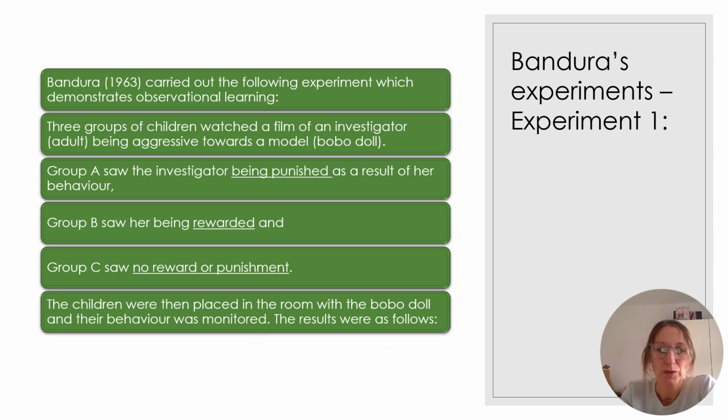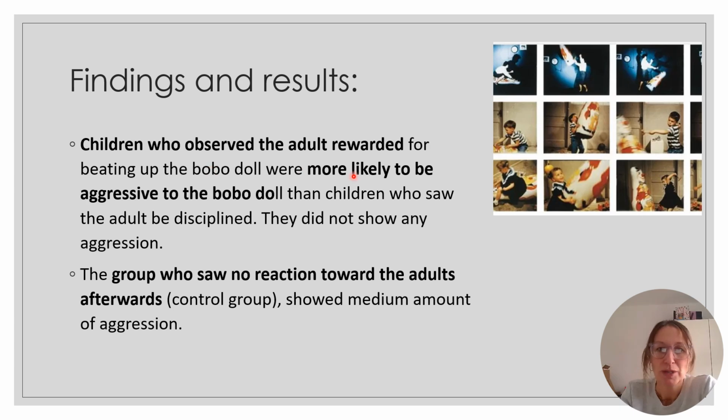The results were as follows. The children who observed the adult rewarded for beating up the Bobo doll were more likely to be aggressive to the Bobo doll than children who saw the adult be disciplined. They did not show any aggression. The group who saw no reaction towards the adults afterwards showed a medium amount of aggression.